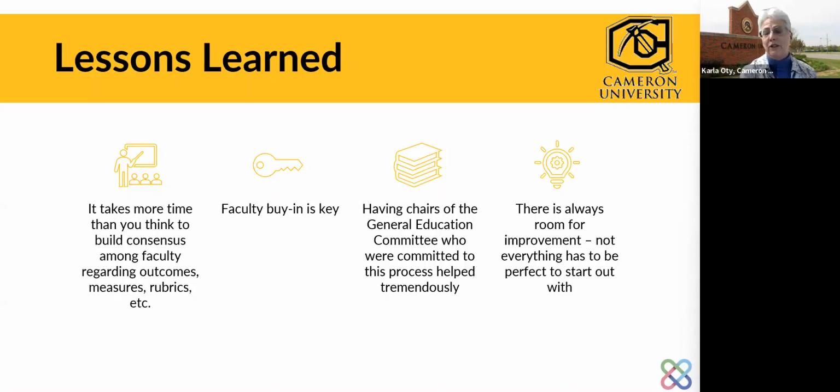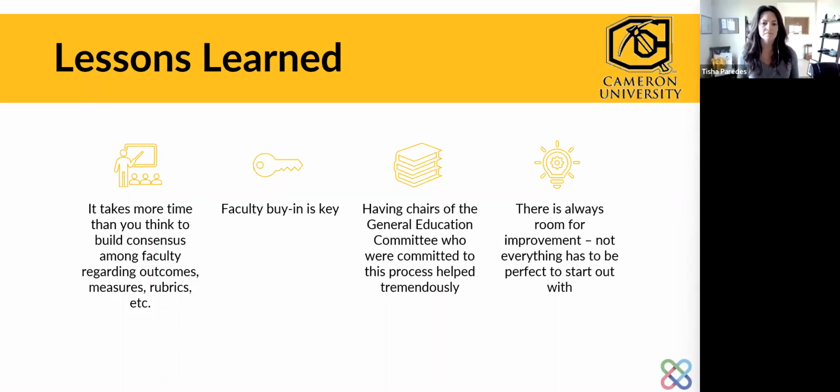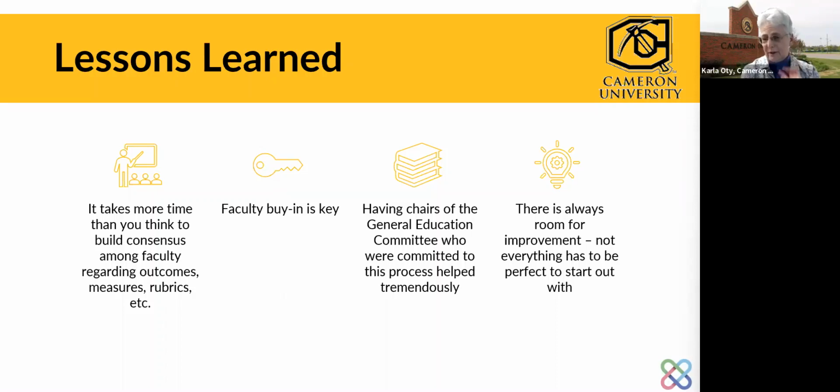We had 2 great chairs who started this process out, who were very committed. They spent a lot of time. They did not receive any release time or any extra compensation, but they knew it was important. And so we have a 1-year chair and then a chair-elect on our general education committee. We had 2 great chairs who spent a lot of time, and that helped because the faculty listened to them and had their buy-in. And then the one thing that they struggled with that I was able to help them with a little bit was they wanted it to be perfect, right? And it's never going to be perfect, right?